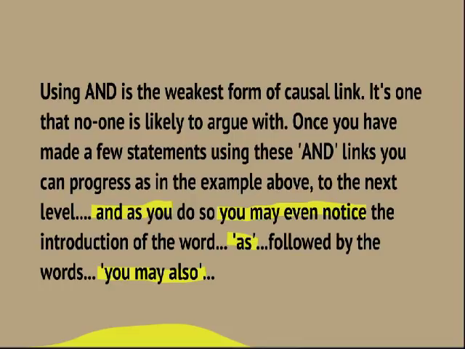Using "and" is the weakest form of causal link. It's one that no one is likely to argue with. So once you've made a few statements using these "and" links, you can progress, as in the example above, to the next level. And as you do so, you may even notice the introduction of the word "as" followed by the words "you may also."